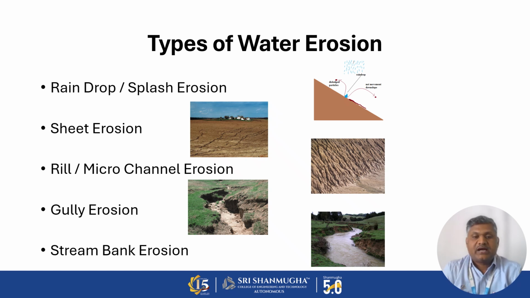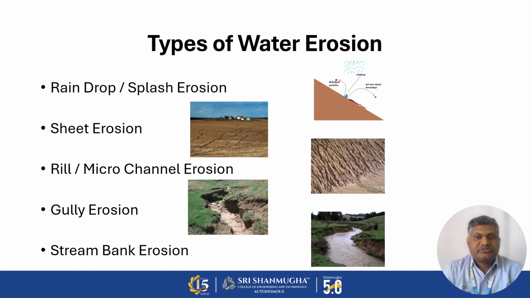The fourth one is gully erosion. When rill erosion or micro channel erosion is caused by much heavier runoff velocity, the width and depth of the erosion increase. That is called gully erosion. In the gully, a lot of runoff water moves, and the erosion is also very heavy.